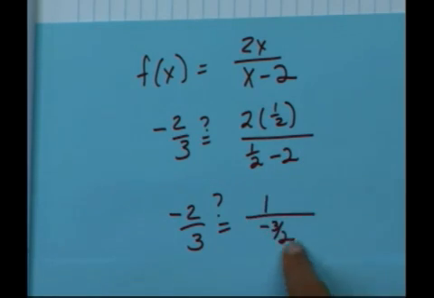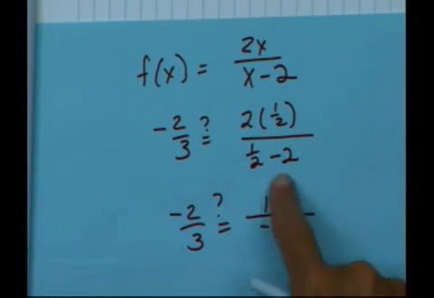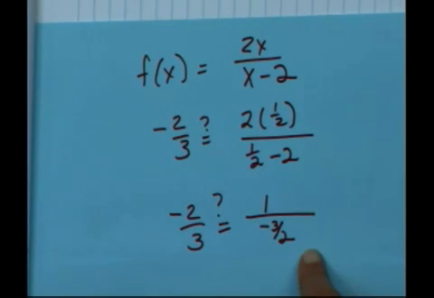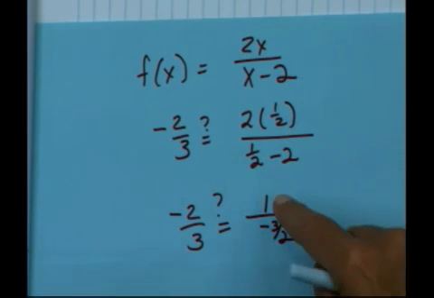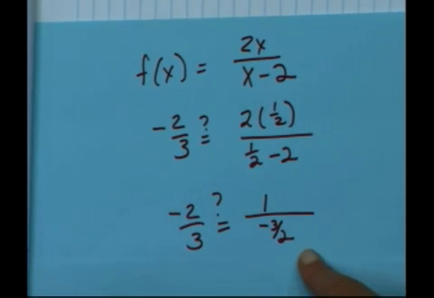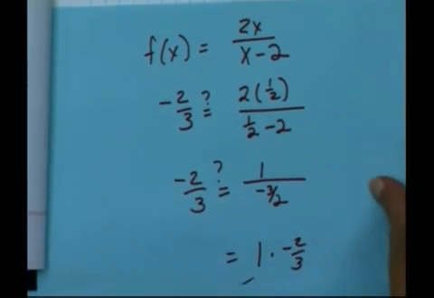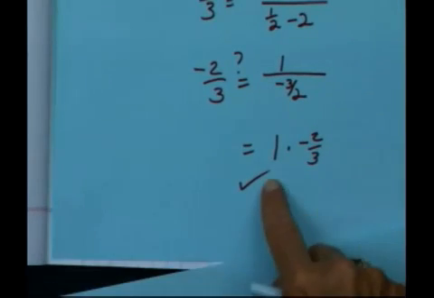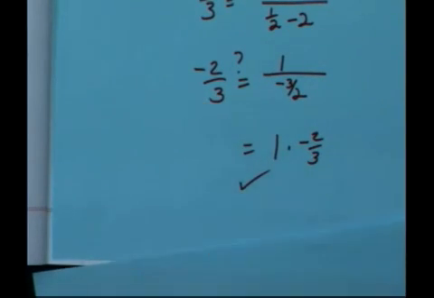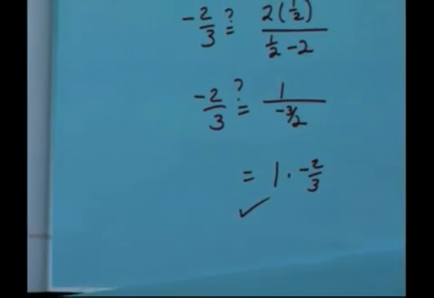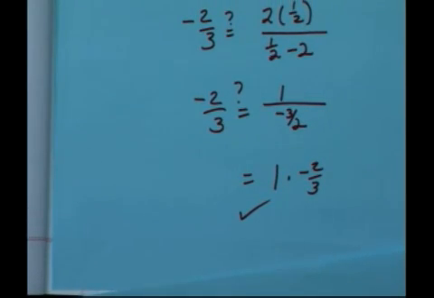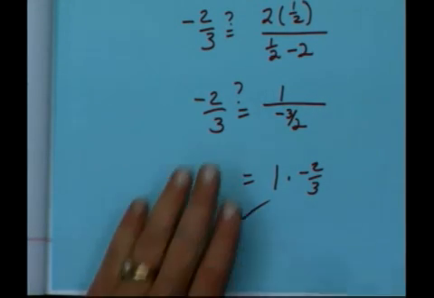And remind me from yesterday, what kind of fraction is this right here? Complex or compound, good. And so we got 1 divided by minus 3/2, so what do you do? Invert and multiply. And so 1 times negative 2/3 is negative 2/3. So we have verified that the point 1/2, negative 2/3 is a point on the graph of this function. Everybody good? Okay, let's go to question B.